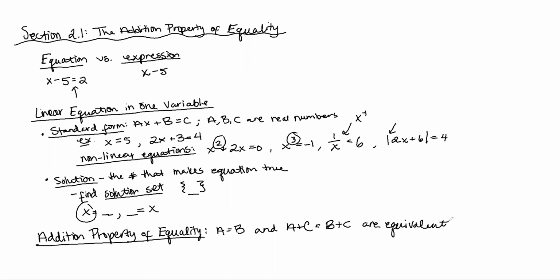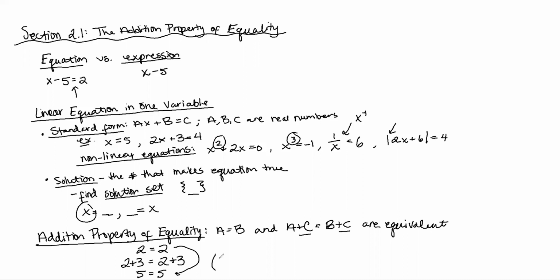And so that's just because we're adding the same thing to both sides of the equation. So let's say we had 2 equals 2. If I add 3 to both sides of the equation, we still have a true statement. We still have 5 equals 5. So it looks a little different, but it's still an equality. It's still true.